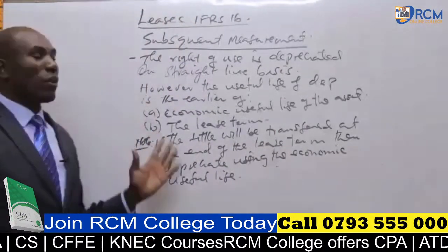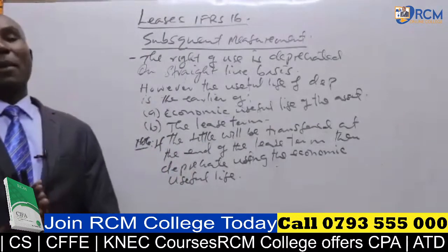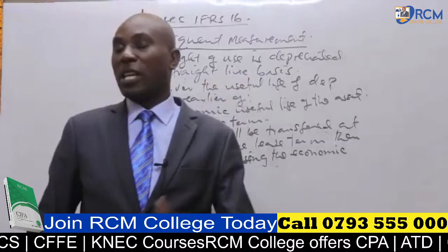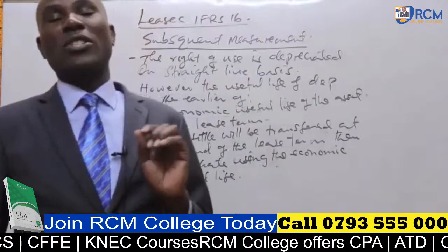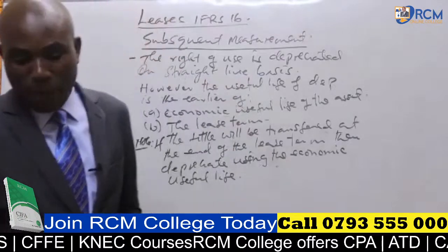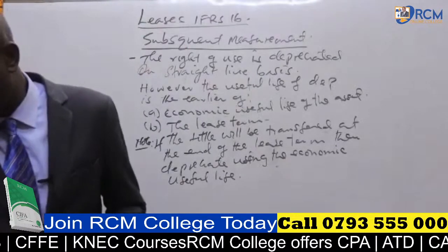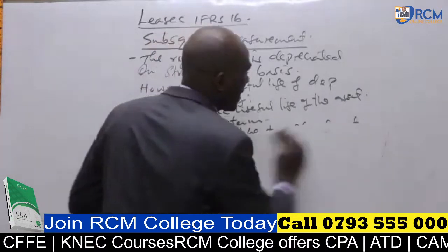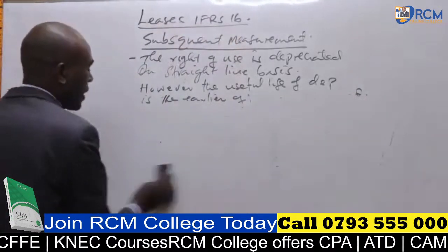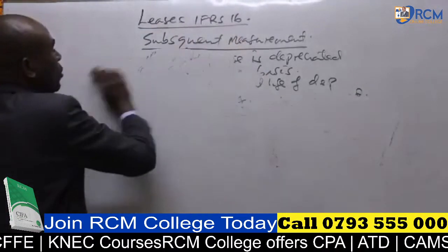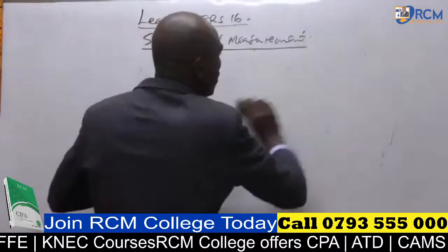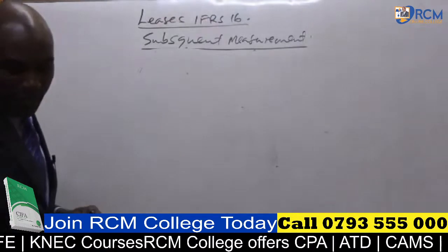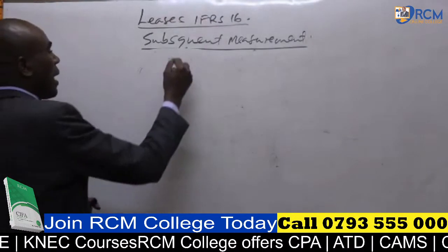Now, that is the right of use on subsequent measurement. The right of use, we have said, we depreciate on a straight line basis. Then, what about the lease liability? How do we measure the lease liability on subsequent measurement?